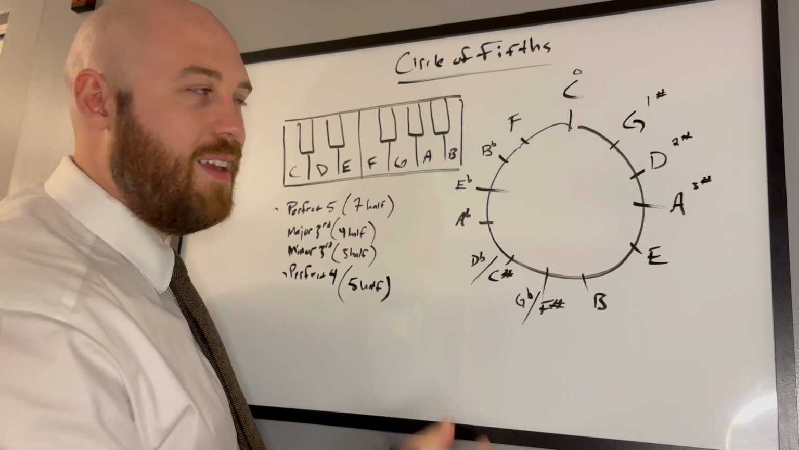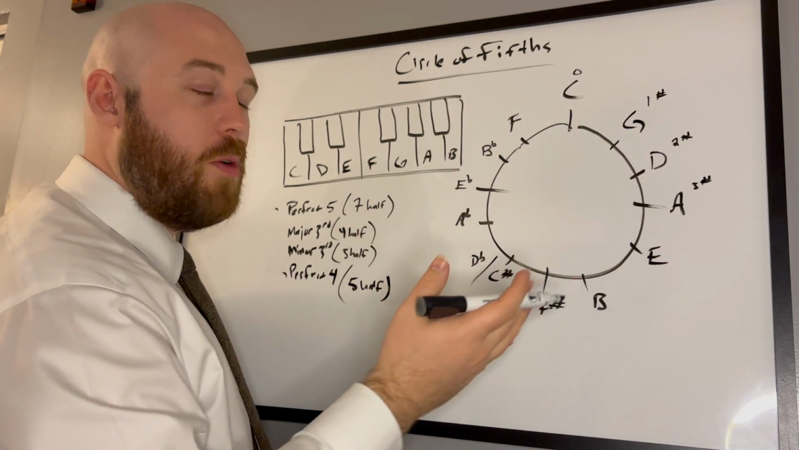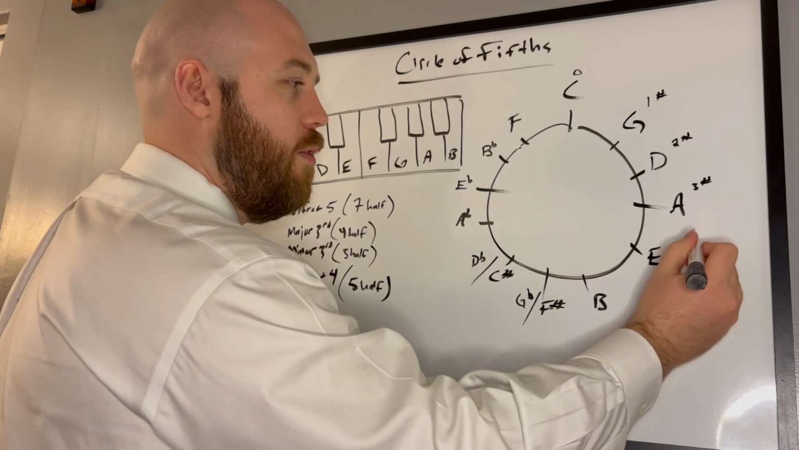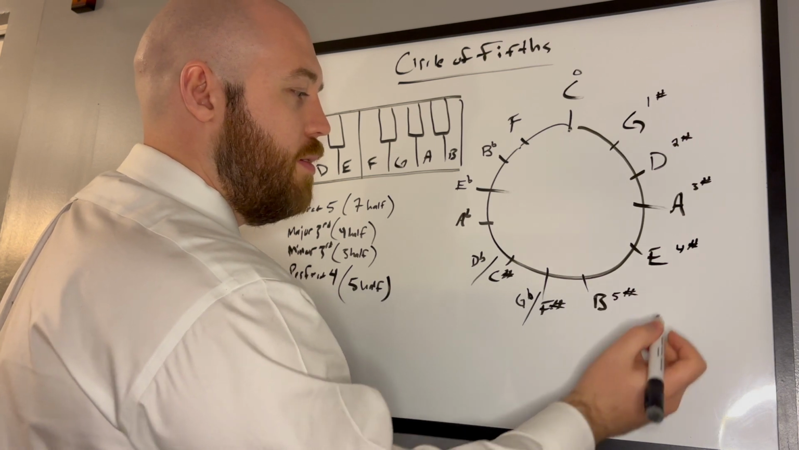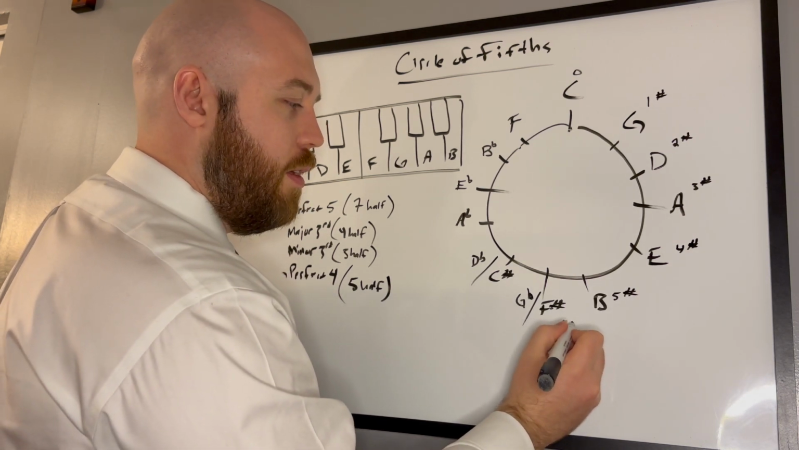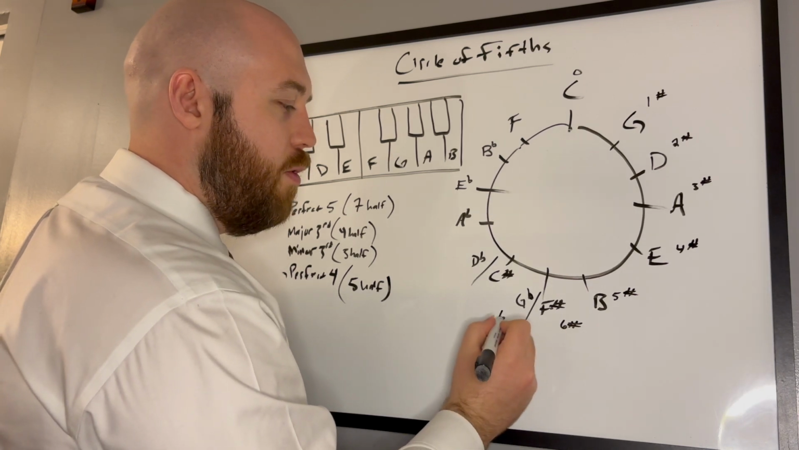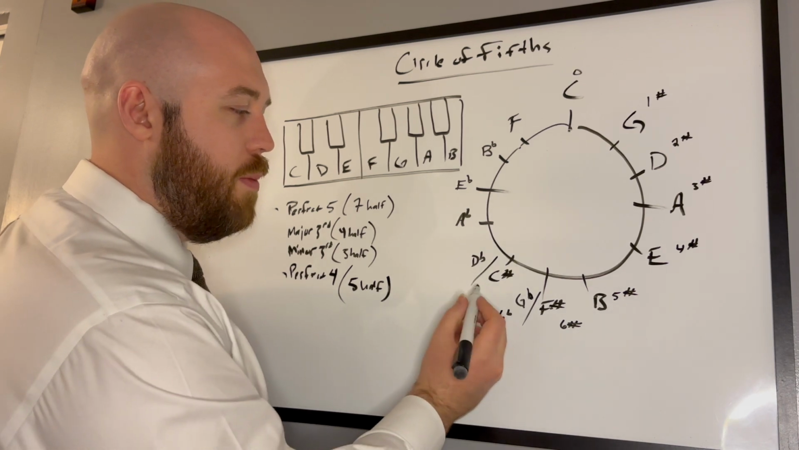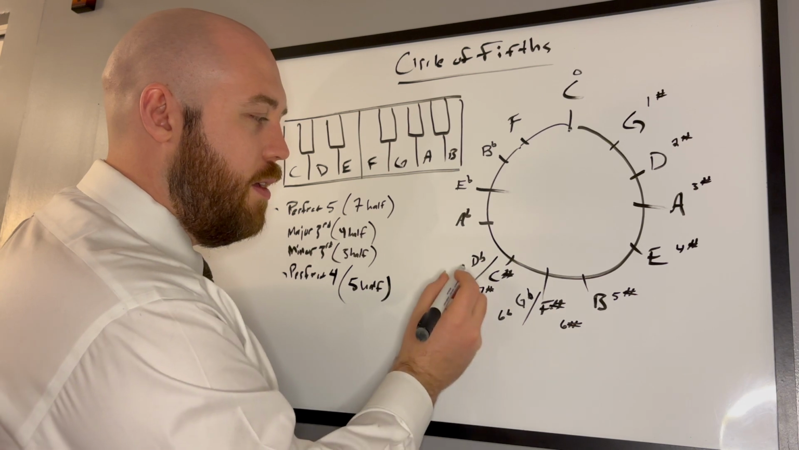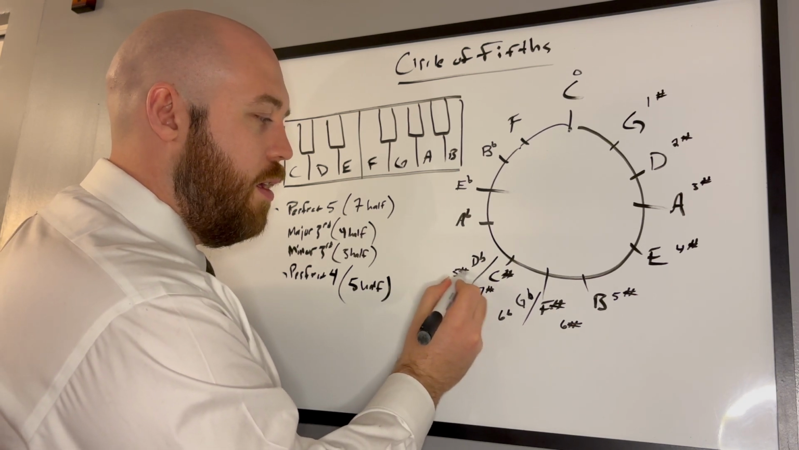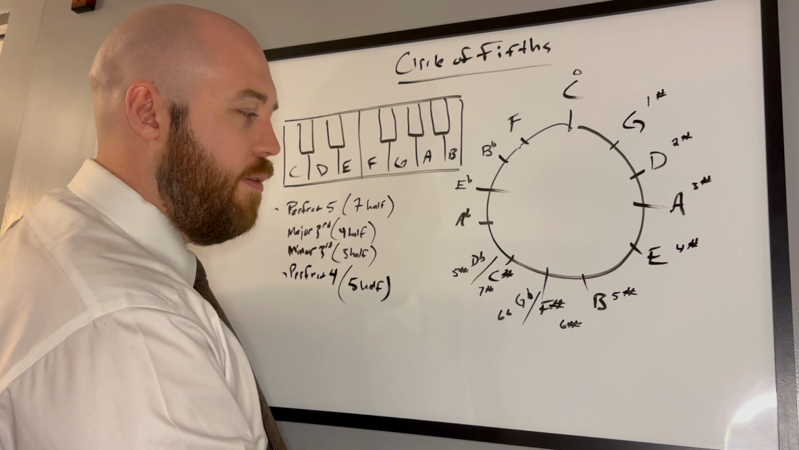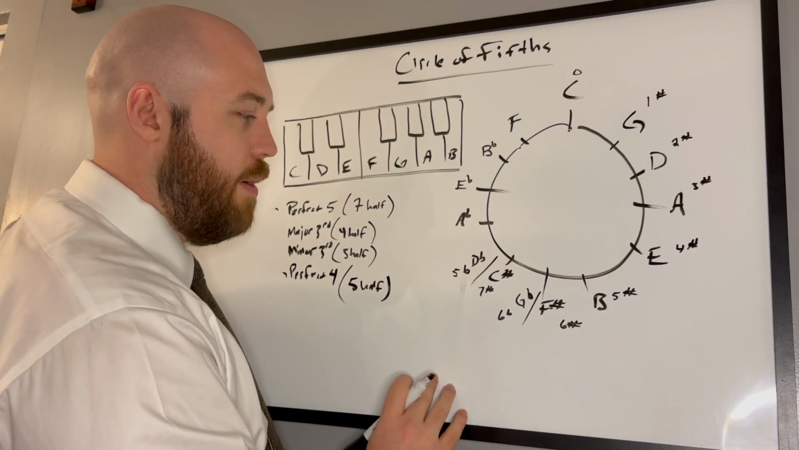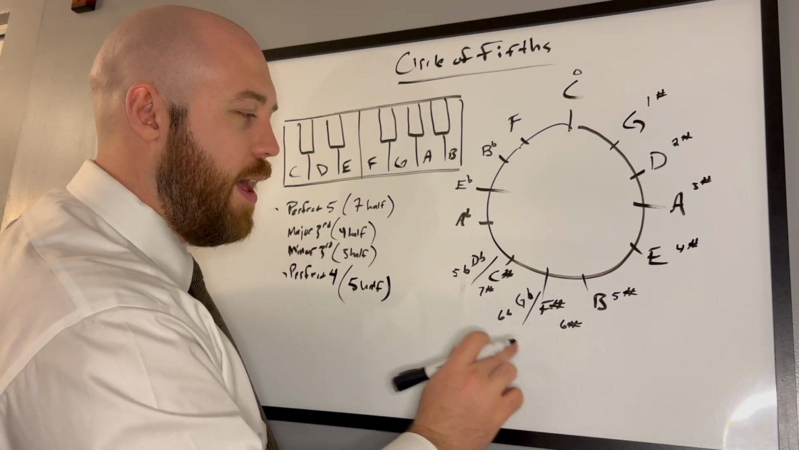That's why this works. Okay, you memorize your circle of fifths, you memorize how many sharps or flats are in each key. Okay, so we'll keep going here. 4 sharps, 5 sharps. Now F sharp would be 6 sharps. G flat would be 6 flats. Okay, C sharp would be 7 sharps. D flat, 5 flats. Okay, so this is the transition from sharps to flats.